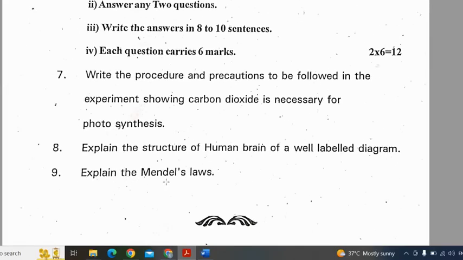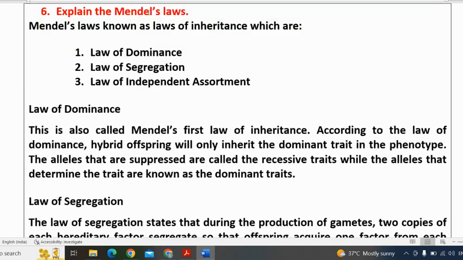Last question of the question paper: explain Mendel's laws. Mendel's laws are also known as laws of inheritance, which are the law of dominance, law of segregation, and law of independent assortment.